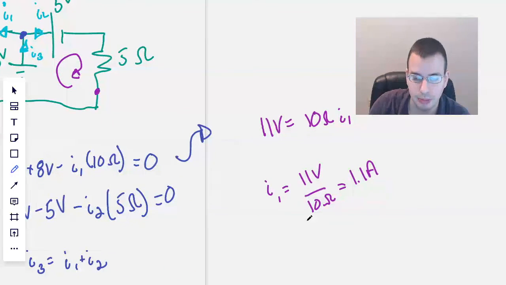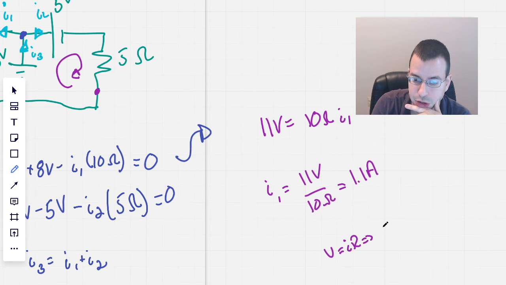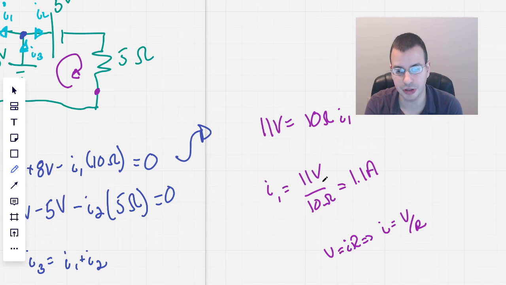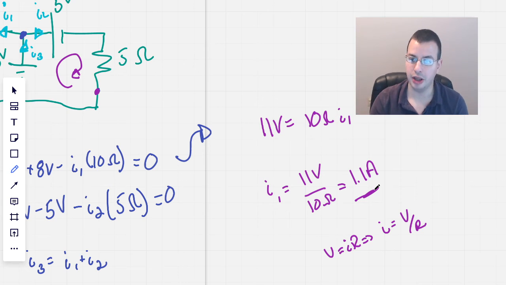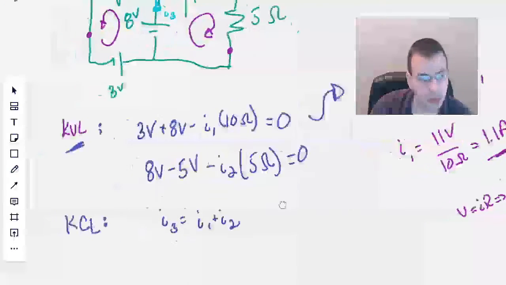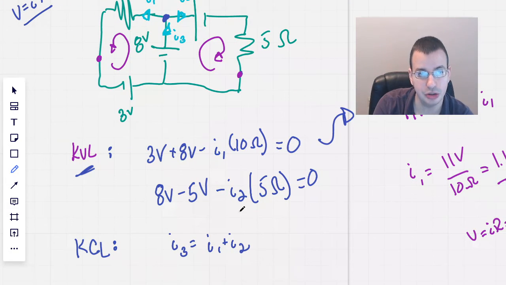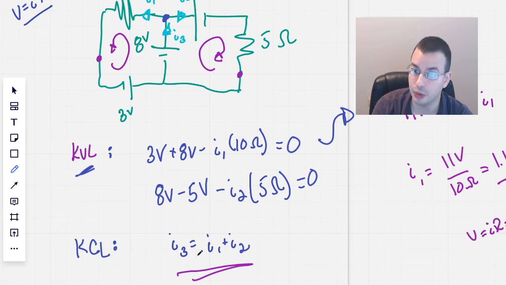We know V equals IR, that's Ohm's law. So current equals voltage divided by resistance. This is voltage, that's resistance, so it makes sense that we get a current of 1.1 amps out of that. We could do the same thing to find I2, and then to find I3, we could use the relationship we wrote down, I3 equals I1 plus I2. We take I1, add I2, and that gives us I3.